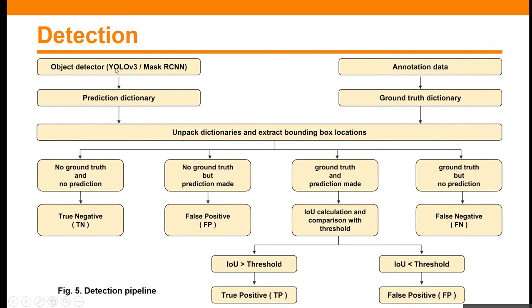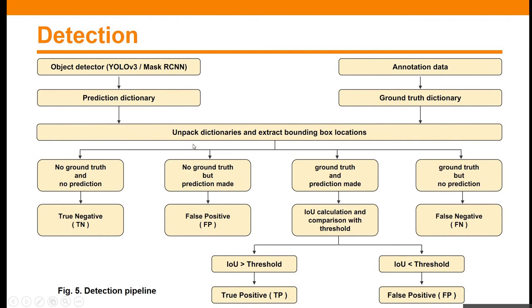Detection. So we apply an object detector like YOLO v3 and mask RCNN benchmark, which gives us a prediction dictionary. It consists of all the bounding box locations of every object in an image, and we also get bounding box locations from annotation data, which gives us a ground truth dictionary. We unpack these dictionaries and extract the bounding box locations. Then we have four main scenarios. One scenario is that we don't have a ground truth and we don't have a prediction, like the scenario of a road. So it is a true negative.